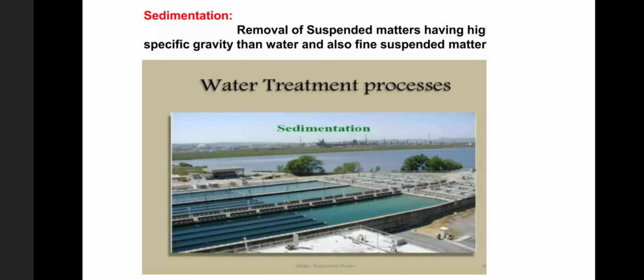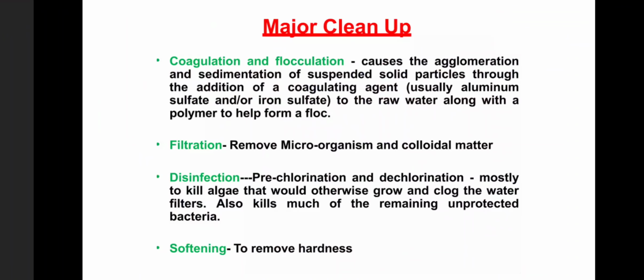Next we are getting into the bigger topic, that is sedimentation. Sedimentation is nothing but allowing the suspended matters present in the wastewater to settle down with their own specific gravity, and also the fine suspended matter, thereby reducing the pollutant load in the further treatment process. Initially the sedimentation is done with the help of three processes. Coagulation and flocculation are the major processes which promote the sedimentation.